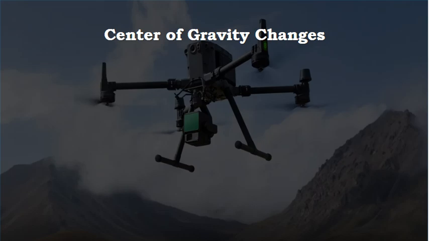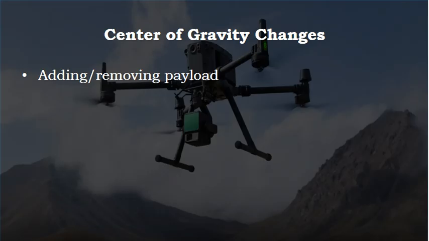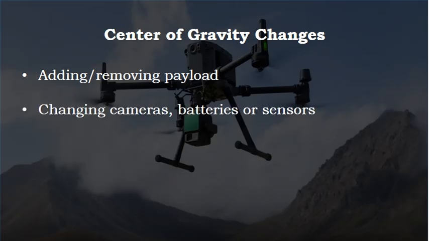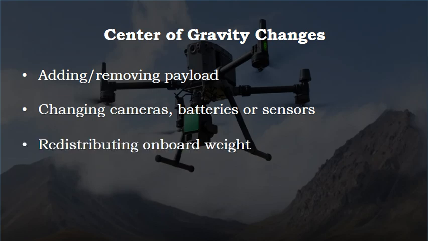The center of gravity is changed as the result of adding or removing a payload. The platform's center of gravity is designed based on the original configuration or package it came with. Altering it will affect the unit's center of gravity. Changing cameras, batteries, and sensors: again, the design of the drone is based on the standard cameras, batteries, and sensors that came with the unit when it was purchased. Installing new components can have a negative effect on its center of gravity. And redistributing the onboard weight: moving the weight of the payload or components can cause serious center of gravity issues.